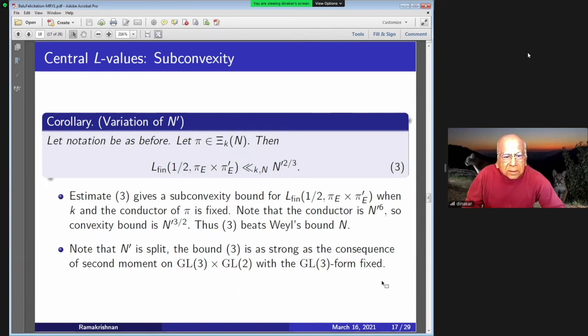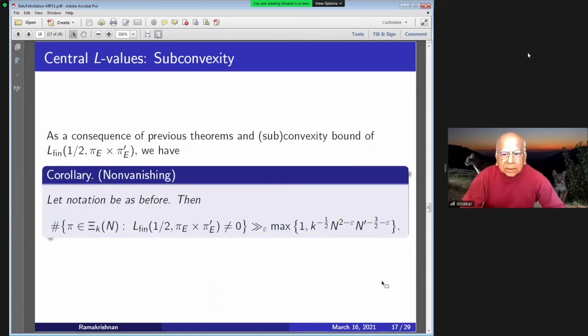The consequence of these results and the subconvexity bound, by the way, please ignore this L fin that I've written here, because we used to write L fin and then Philippe suggested we remove fin and just write L, because we used to sometimes write L for the complete L function. So it's really just the usual L function. Ignore the fin and just think of it as L.